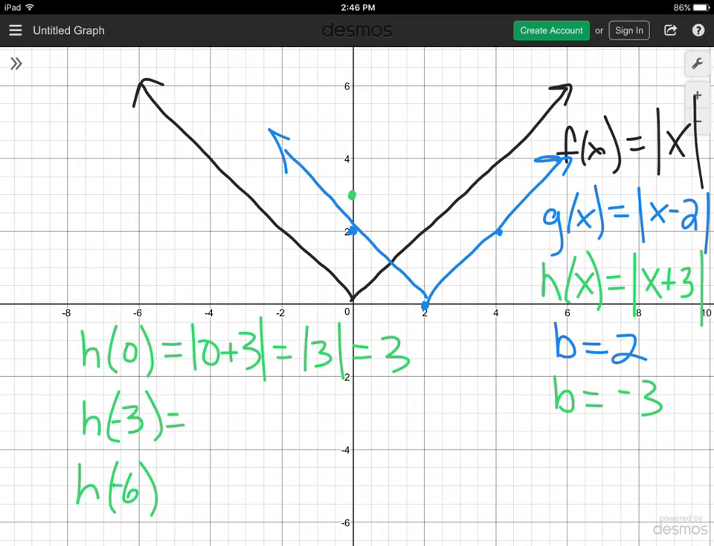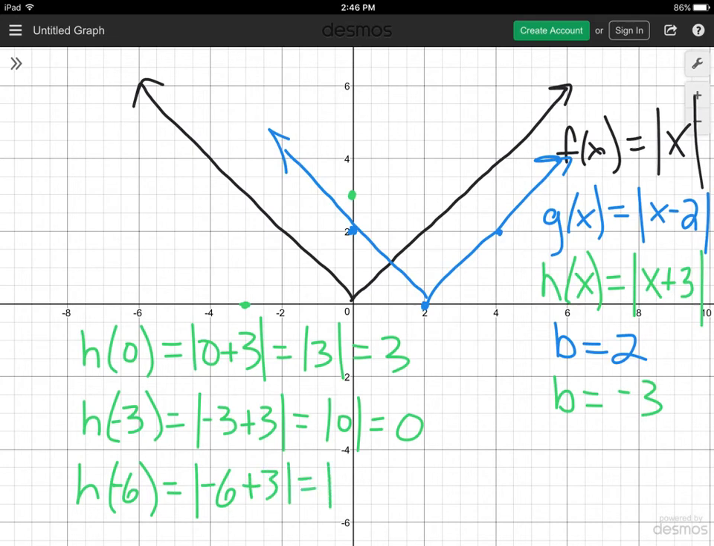So then when the input is negative 3, negative 3 plus 3 is the absolute value of 0, so that's 0. So when the input is negative 3, the output was 0. And move on to negative 6. The absolute value of negative 6 plus 3 equals the absolute value of negative 3, which is 3 again.